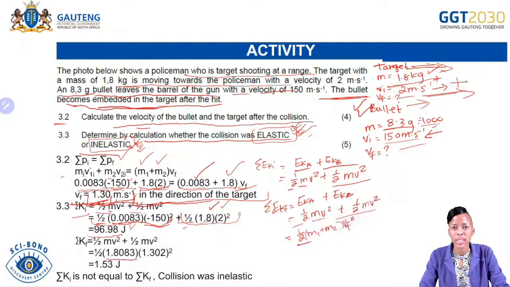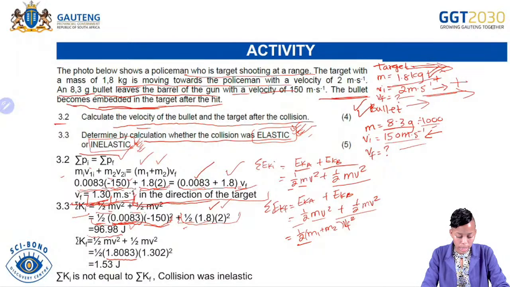We have the combination of the masses. So it's the combination of which masses? It's going to be the combination of the 1,8 kilograms plus the 0.0083. So a combination of the mass of the target and the mass of the bullet. Why are we combining the masses? Because we said that they move together as a unit after the collision.